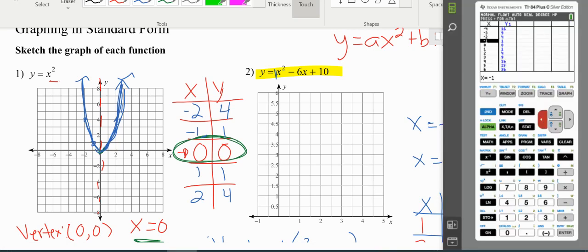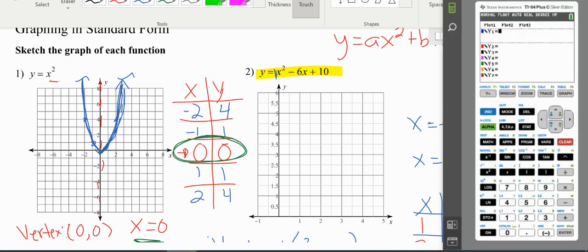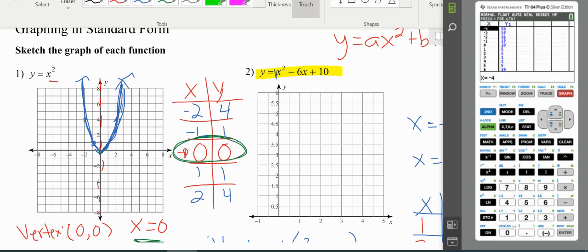If I go now to my calculator, I could hit y equals. I can type in x squared, so x to the second, minus, I'm going to use the subtraction key, 6x plus 10. And then I'm going to hit second and table. So second and graph. And then if I look at it, my vertex, we said was 3.